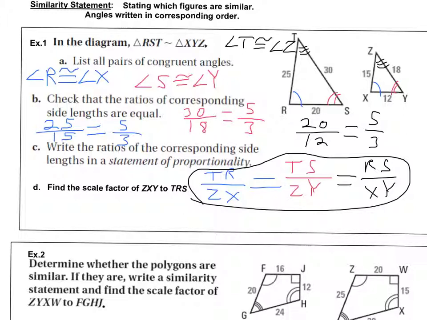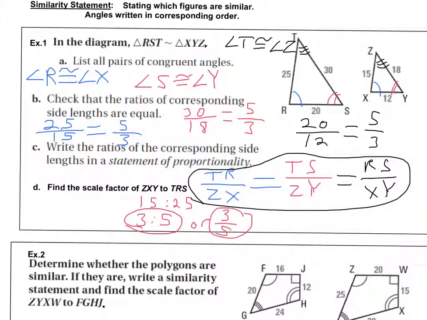So we need to go in that order, the scale factor, ZXY to TRS. So compare any two of the side lengths. How about 25 and 15? And so if we compare the side lengths, we have 15 to 25. If we reduce that, we know we can divide them both by 5. We get 3 to 5. So the scale factor is 3 to 5, or you could write that as a fraction, 3/5.